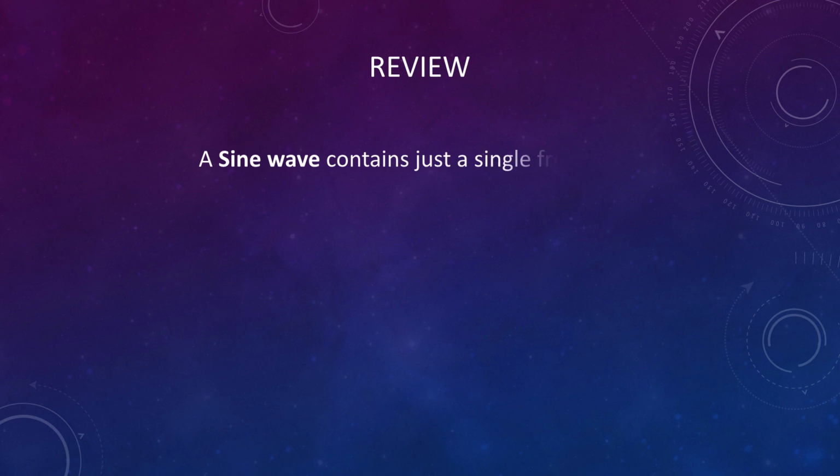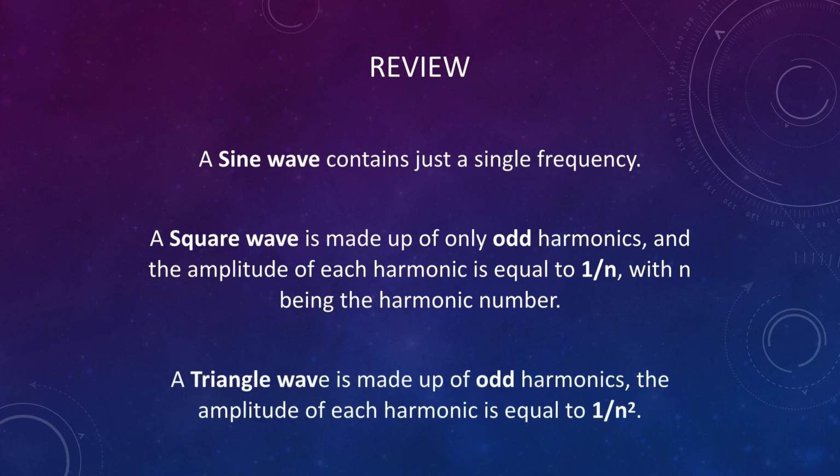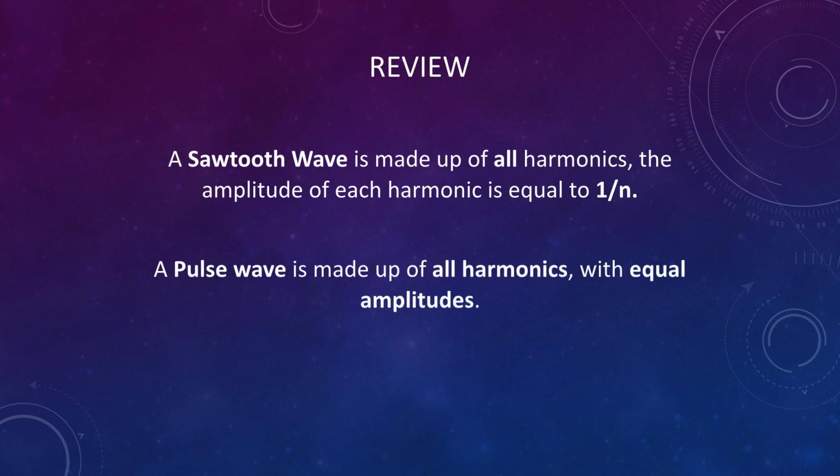A sine wave contains just a single frequency. A square wave is made up of only odd harmonics, and the amplitude of each harmonic is equal to 1 over n, with n being the harmonic number. A triangle wave is made up of odd harmonics. The amplitude of each harmonic is equal to 1 over n squared. A sawtooth wave is made up of all harmonics. The amplitude of each harmonic is equal to 1 over n. A pulse wave is made up of all harmonics with equal amplitudes.